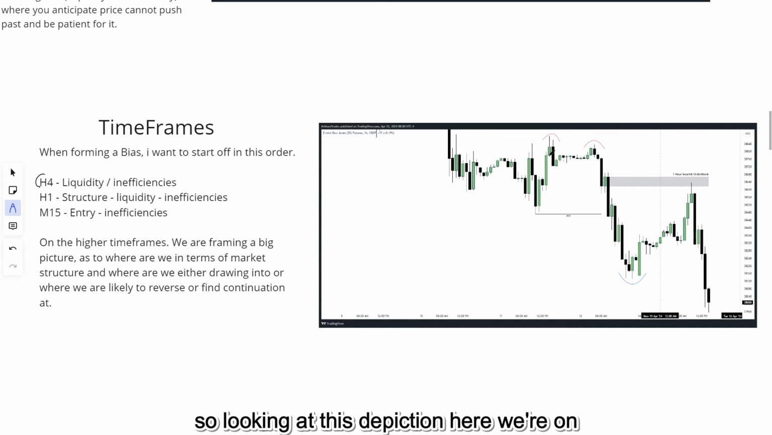So looking at this depiction here, we're on the 1 hour time frame. Clearly we can identify that structure inside of the marketplace is bearish. So in the overnight session, we see that we have seen this push to the upside, and coming into the New York opening, we're inside of this 1 hour bearish order block.